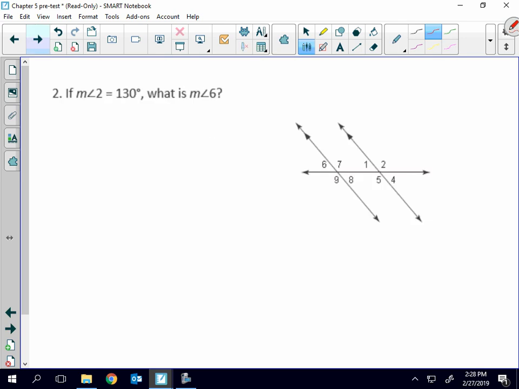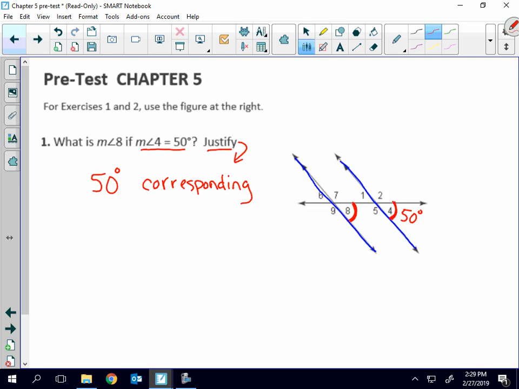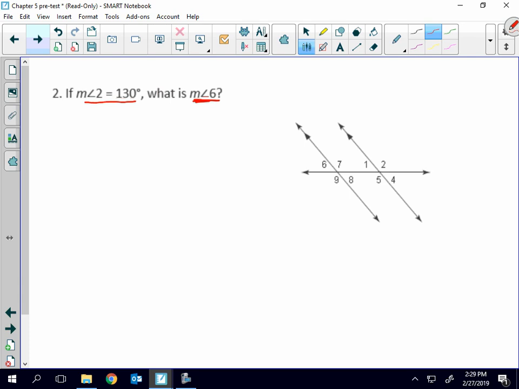Number 2 doesn't ask us to justify. So all we need to do is find angle 6. What is the measure of angle 6 if we know angle 2 is 130? This problem has nothing to do with problem 1 other than we're using the same picture. So it does not have anything to do with the fact that angle 4 is 50. Okay, pretend it's a whole new question. All right, we're just using the same picture, that's all. So angle 2 is this big angle here. It's 130 degrees. What is angle 6?